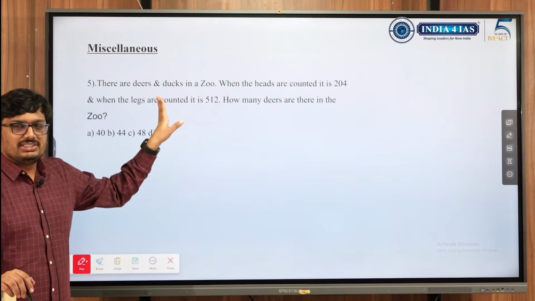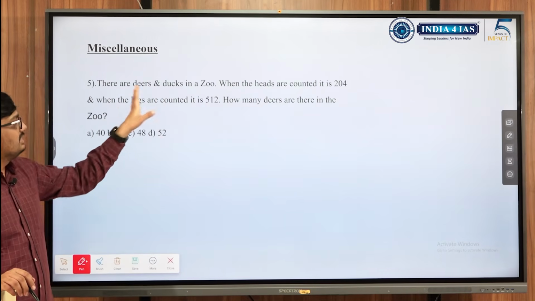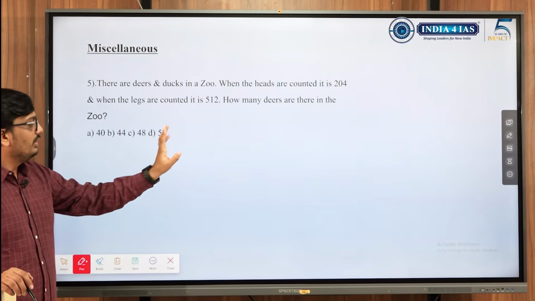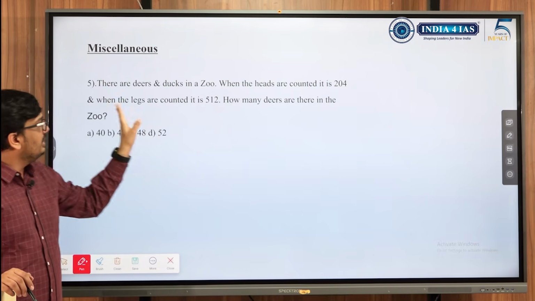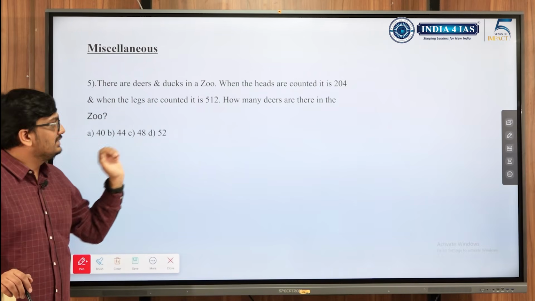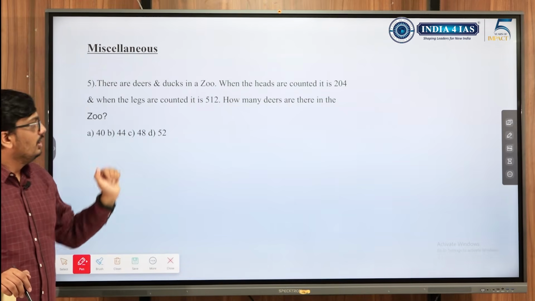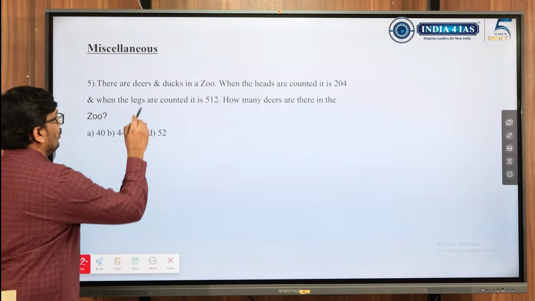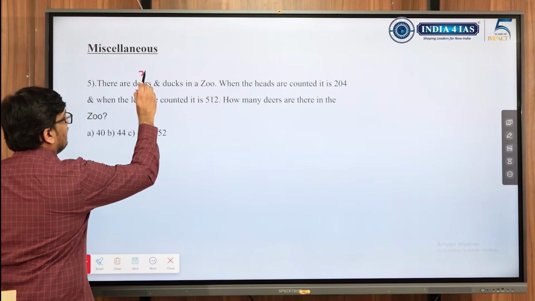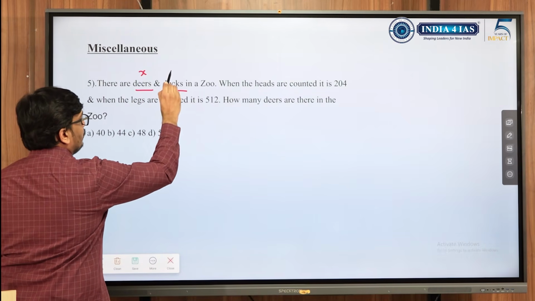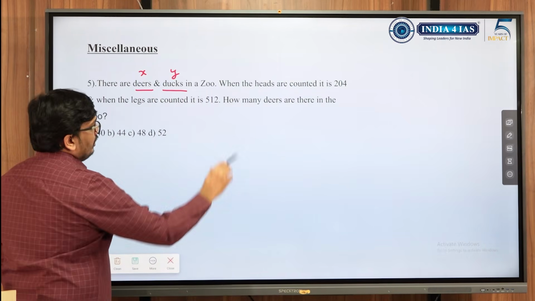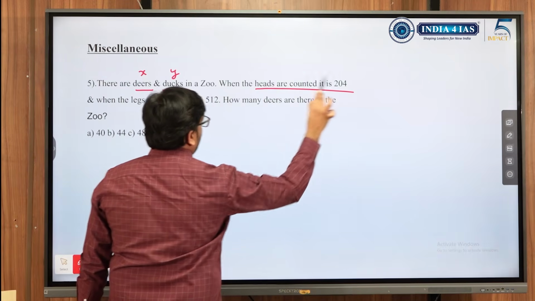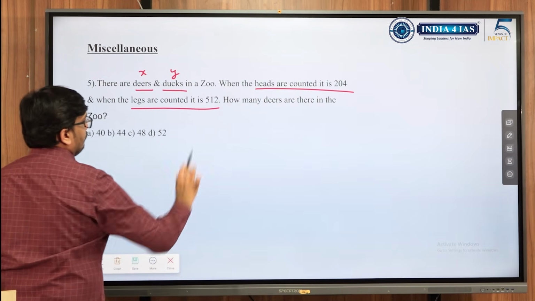This is a basic question. There are deers and ducks in a zoo. When the heads are counted, it is 204, and when the legs are counted, it is 512. How many deers are there in the zoo? Listen here. You don't know the number of deers, take it as X. You don't know the number of ducks, take it as Y. Heads are 204, legs 512.